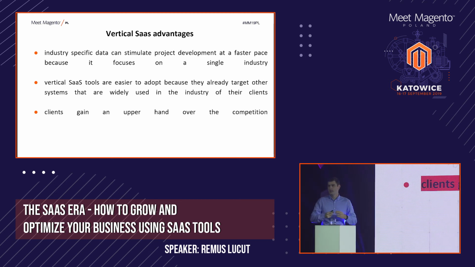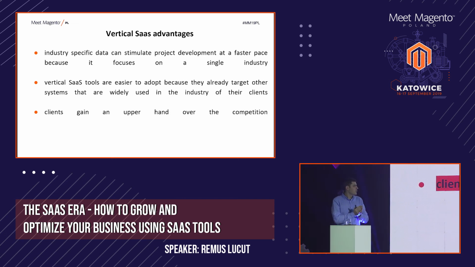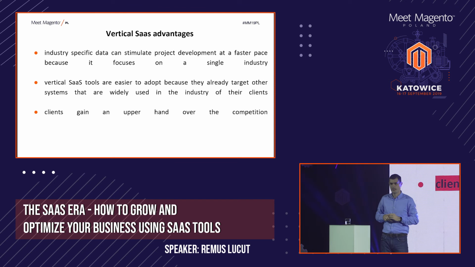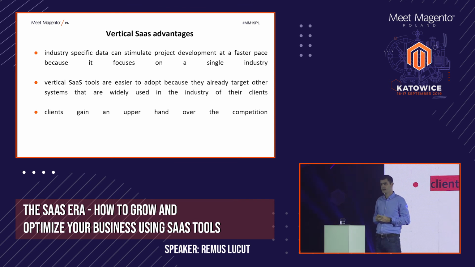But the main important thing is this line right here. The fact that the client gains an upper hand over competition is the key differentiator, I would say, and the unfair advantage, I would say, for the ones that use vertical SaaS is the fact that they are among the first that use it. So to be innovative in an industry, you would need to use an innovative solution. Well, a horizontal SaaS isn't really innovative. It's been here for like 20, 30 years. But a vertical SaaS solution really is innovative.